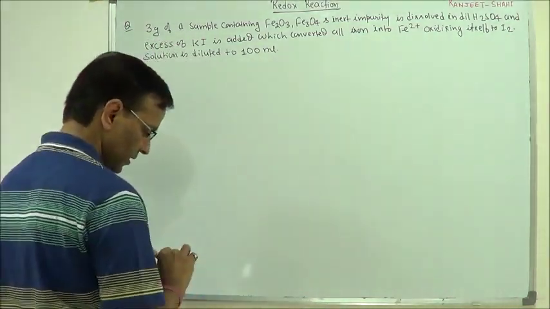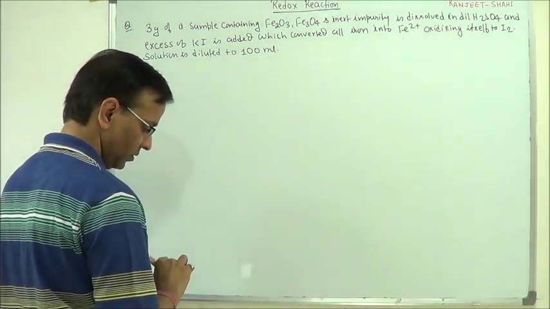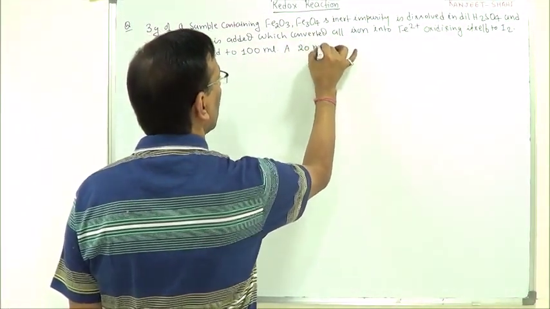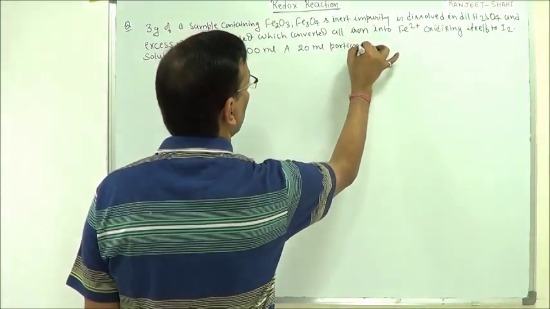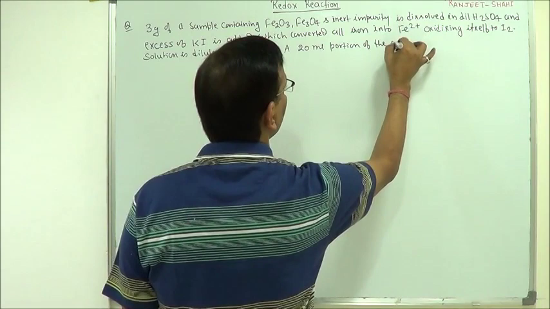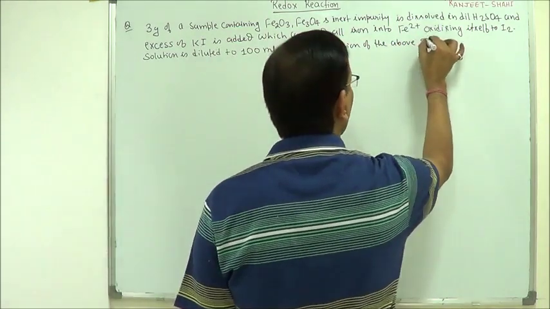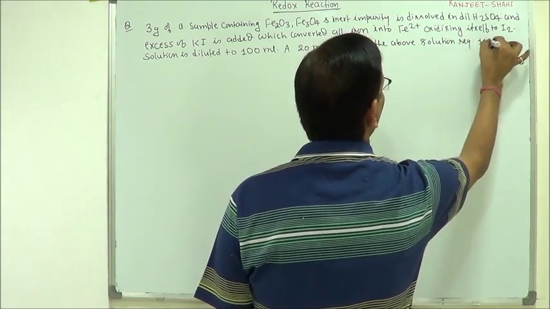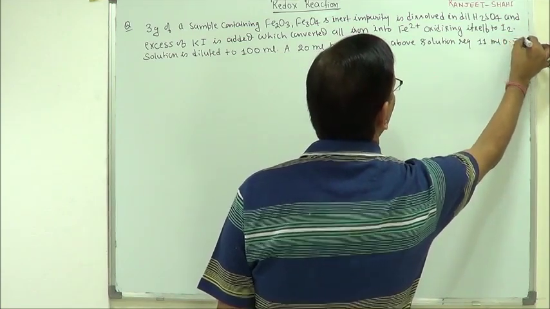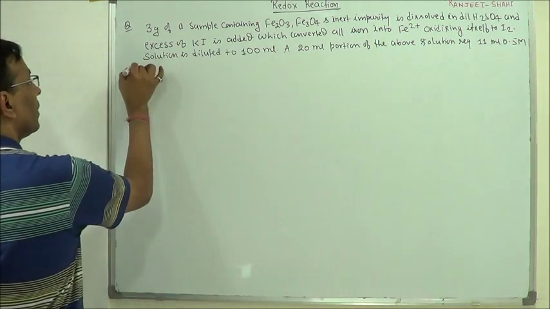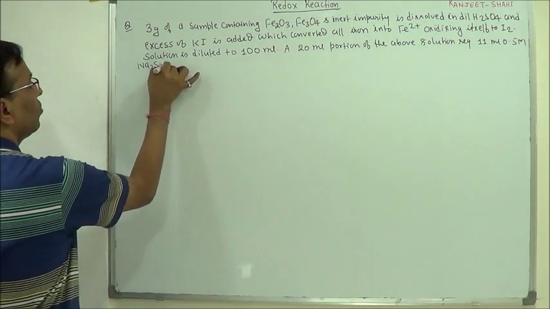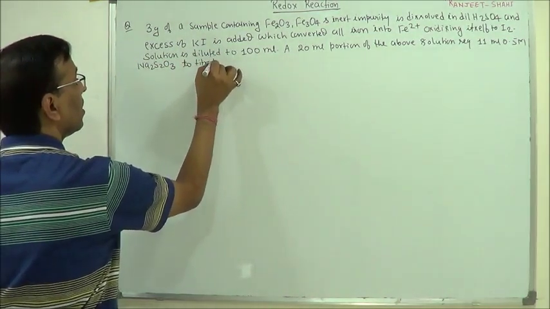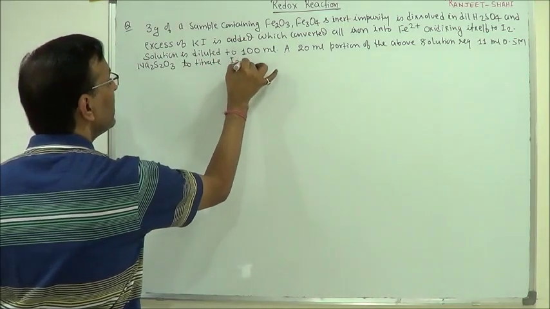A 20 ml portion of the above solution required 11 ml of 0.5 molar Na2S2O3 to titrate iodine.